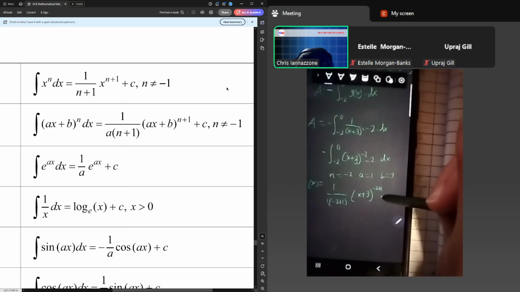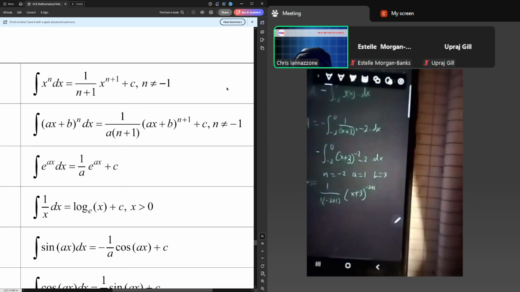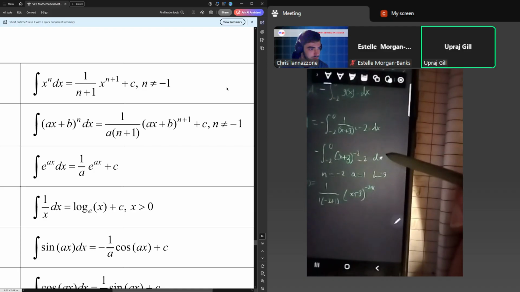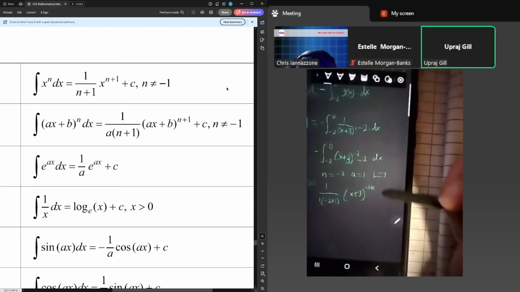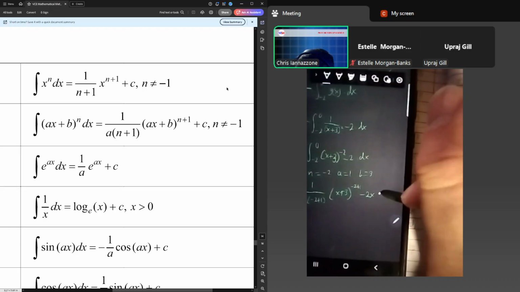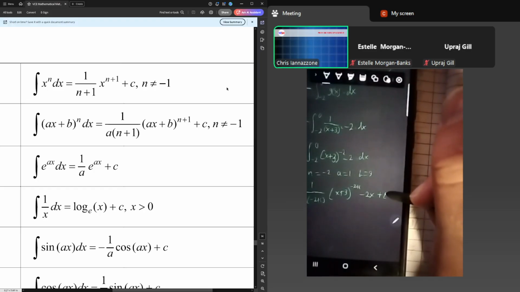There's also the -2 involved. That one's a bit easier. Can anyone tell me the antidiff of -2? Is it just -2x? Yeah, -2x. That's it. And then yes, plus c at the very end. We only do one of them, even though there's two functions in there.